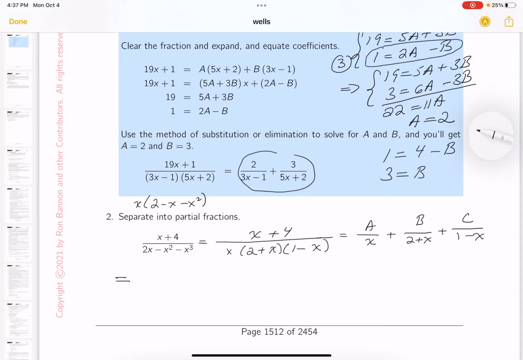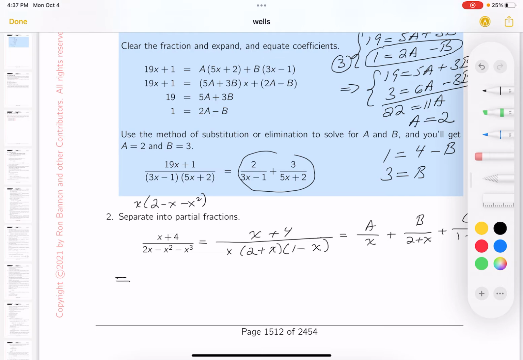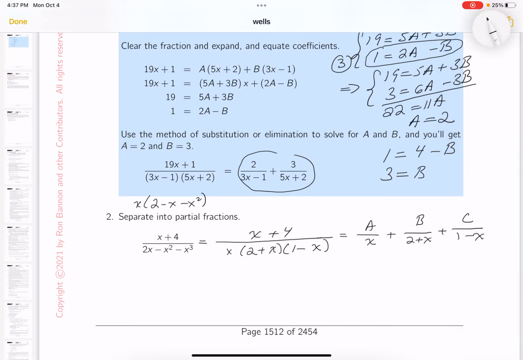And let's take a look. Let me get my eraser out. And I'm going to multiply both sides by the LCD. We've done that in the past. All right, so what'd you get? Let's take a look at that. You're going to get x plus 4 equals A times 2 plus x times 1 minus x plus B times x, 1 minus x, plus C times x, 2 plus x.